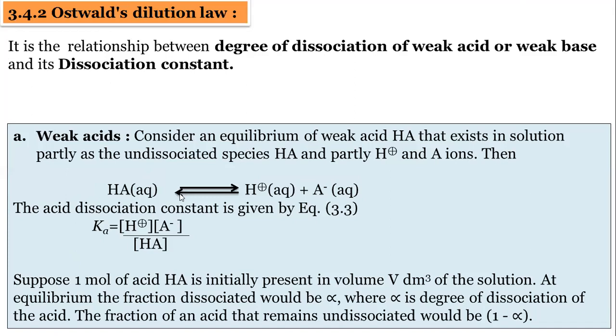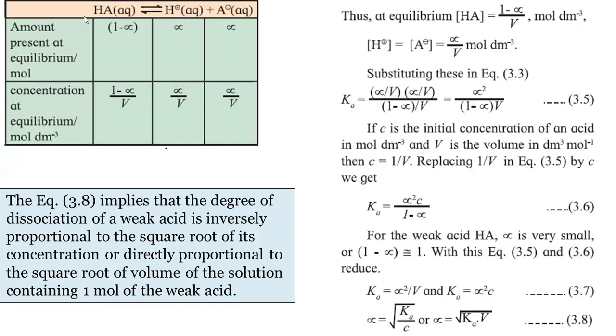Yes, this is very, very important. Ostwald dilution law is very, very important. Write it 2-3 times. Make a practice. This is very easy. Initially, 1 mole of acid is present and the volume is V dm cube. At equilibrium, a fraction of it will be dissociated. So remember this chart. By remembering this chart, we can derive this equation. The amount present at equilibrium will be 1 minus alpha, then alpha, and this is the concentration in moles per dm cube.